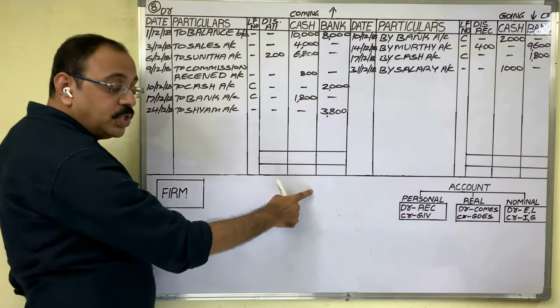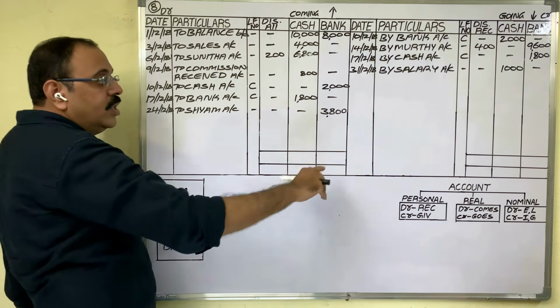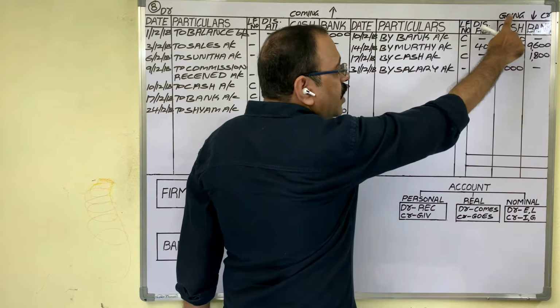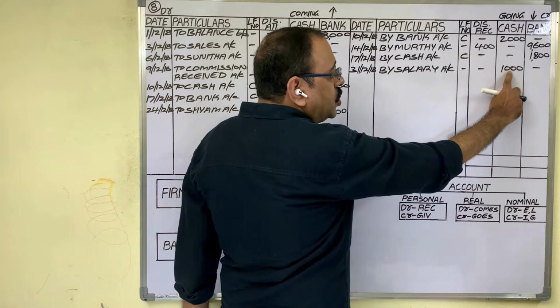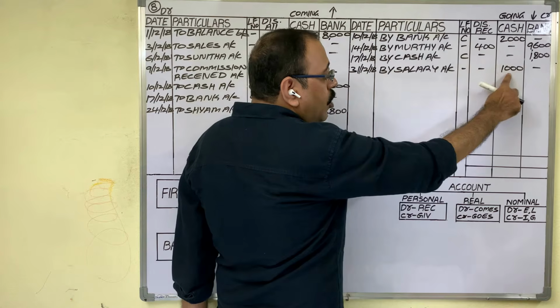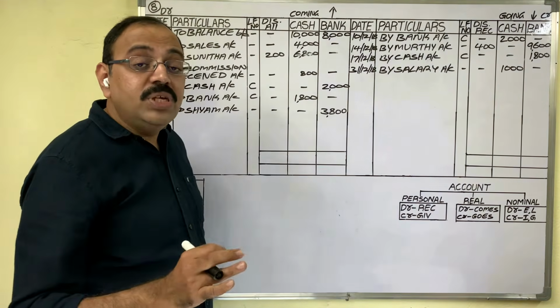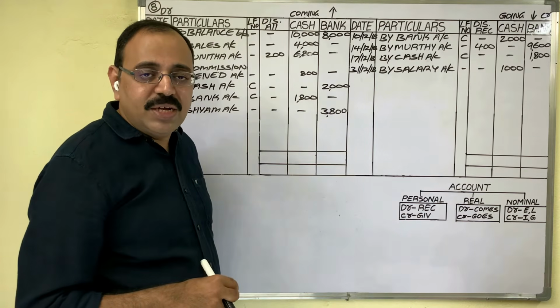Salaries. Firm paid salaries to employees. From the firm, cash is going. Therefore, credit side cash column. Cash is going by way of salary. We paid that amount now. Write down 'By salary'. So I am not using any journal entries in this method.